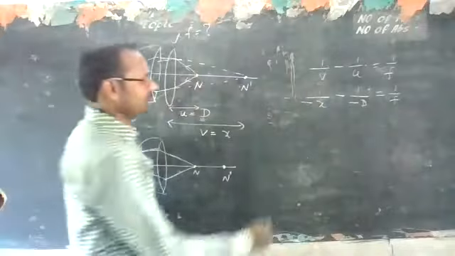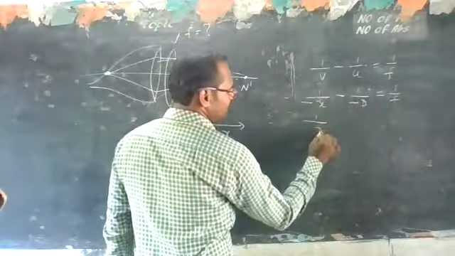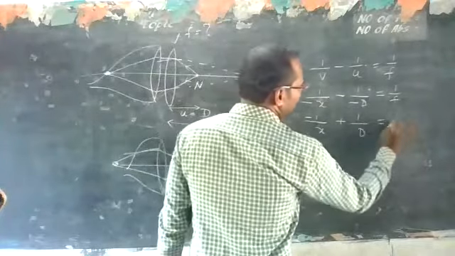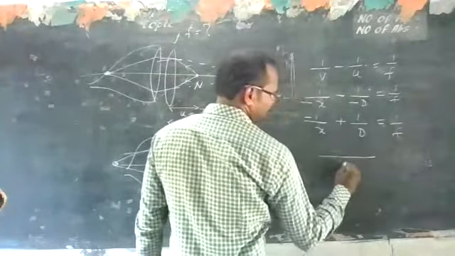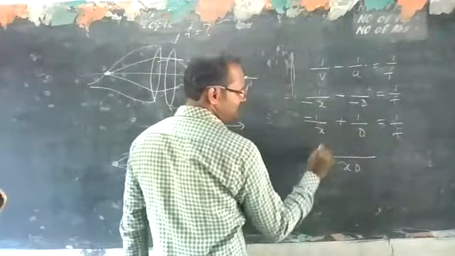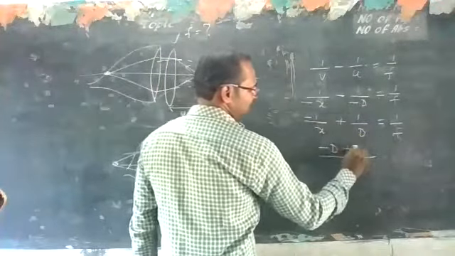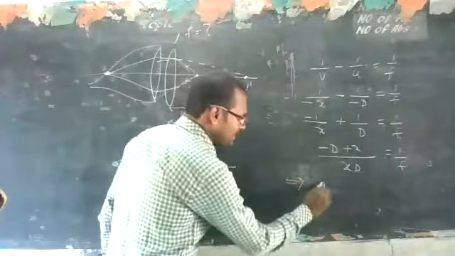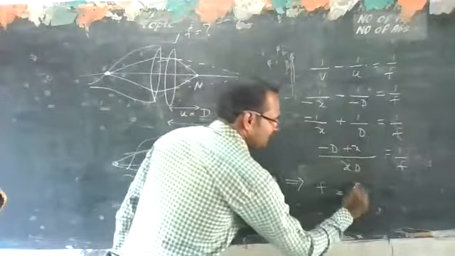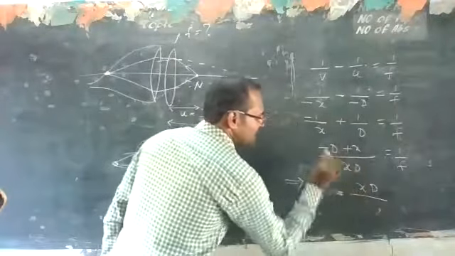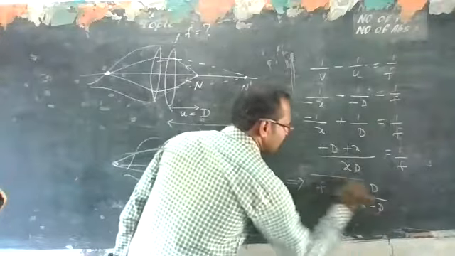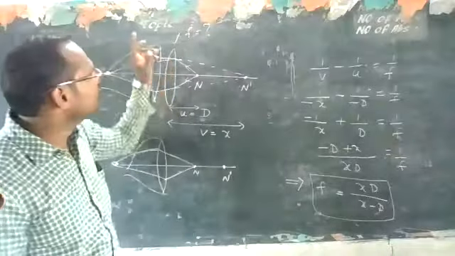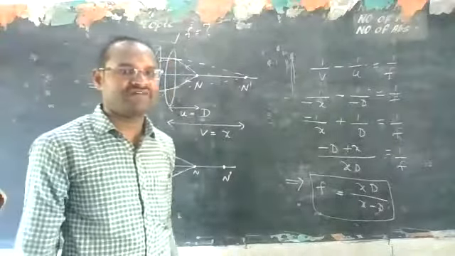Okay? Clear? Yes. So now you take it will be minus 1 by x plus 1 by d is equal to 1 by f. Take LCM x into d. It will become minus d plus x is equal to 1 by f. Then we can write the f value as f is equal to reverse, x into d by x minus d. Clear? Yes. This will be the required focal length for a person who is suffering from hypermetropia, farsightedness.